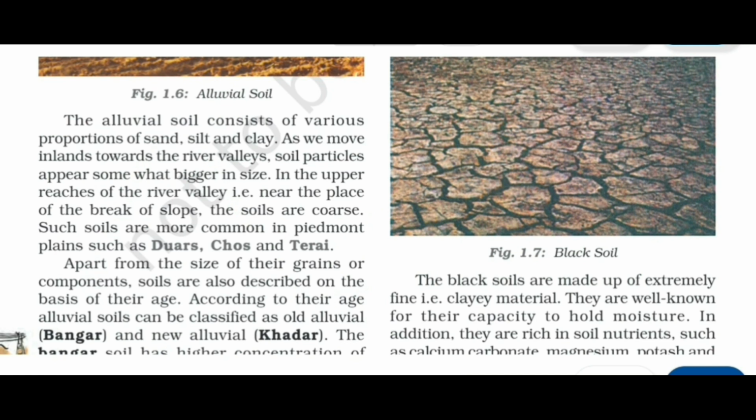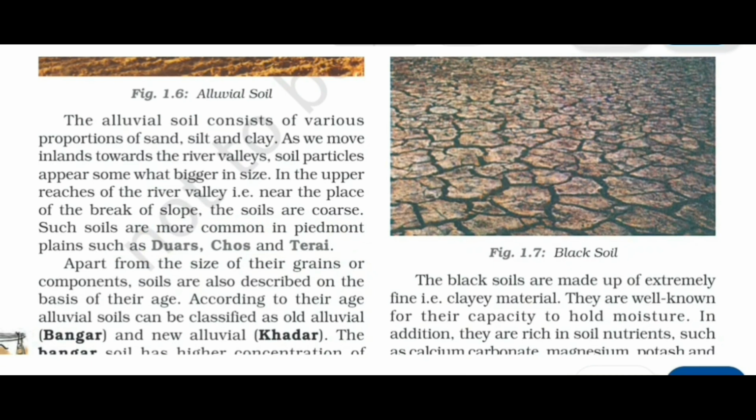So the local names are given: Bhabar, Choes, Tarai. These are the three local names of the pediment area. Pediment means the foothills of a mountain. Foothill means where the mountain is standing and meeting the plain area. That particular area is where the river all of a sudden comes and flows on the plain. So that has some bigger pieces of sediments. So they are known by the names Bhabar, Choes, Tarai. Now go to the next paragraph.